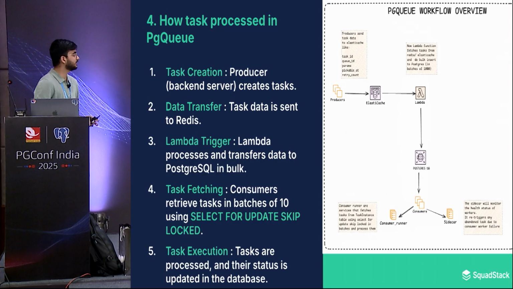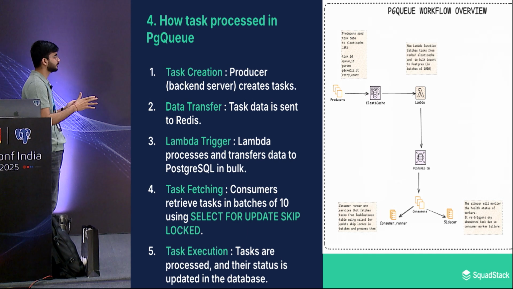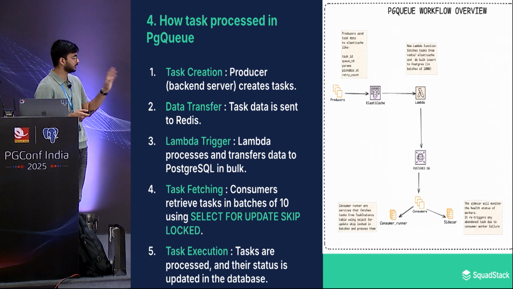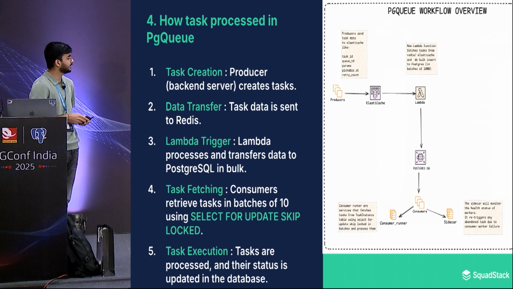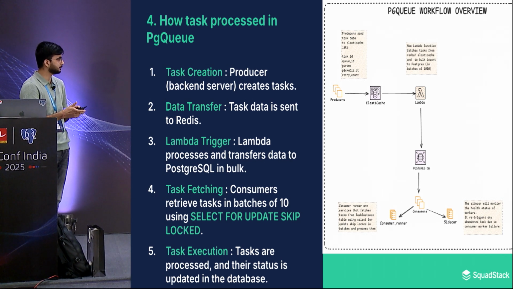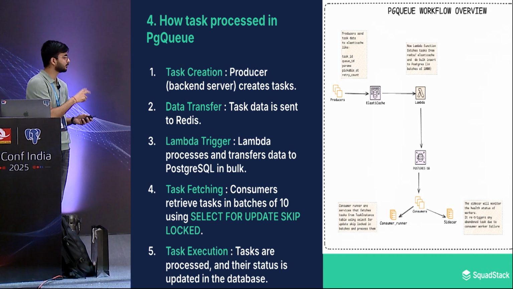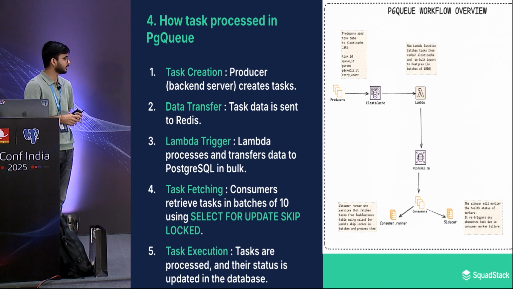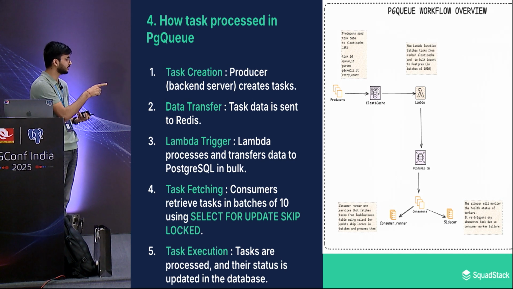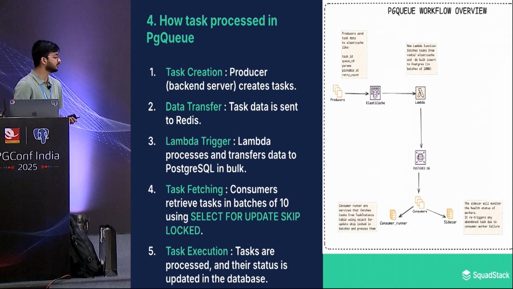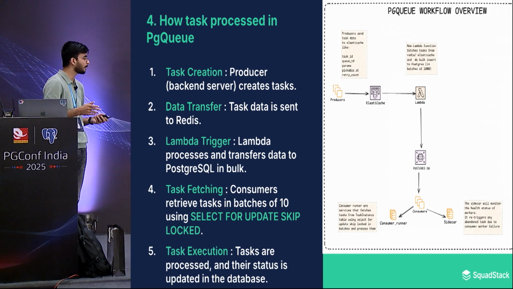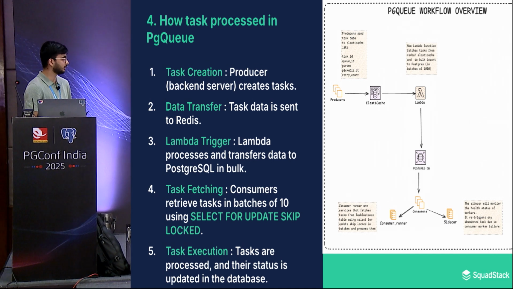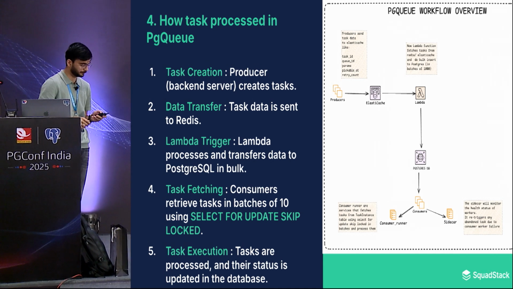Yeah. So this is the general task process in PGQ that I explained. First of all, task creation. The task producer creates the task, then the data transfers to Redis, then Lambda fetches the task from Redis. After the data has reached the database, the consumers will retrieve the tasks in batches of usually 10. We can modify it also, but 10 is a better size. And then using select for update skip locked, we fetch all the data and start processing it.